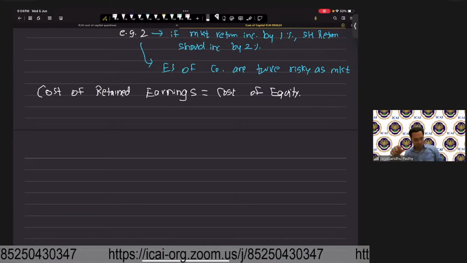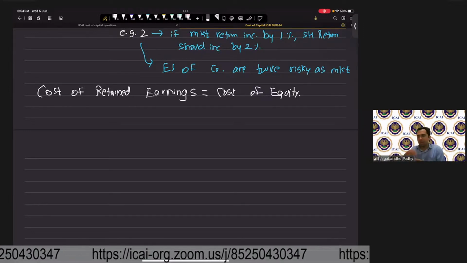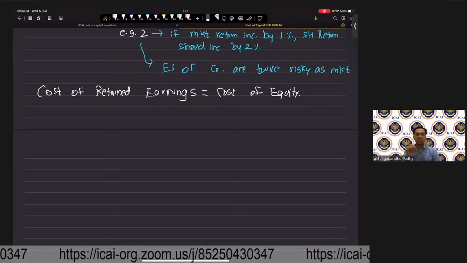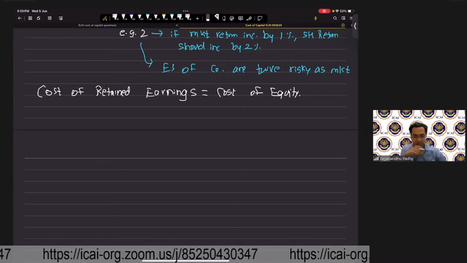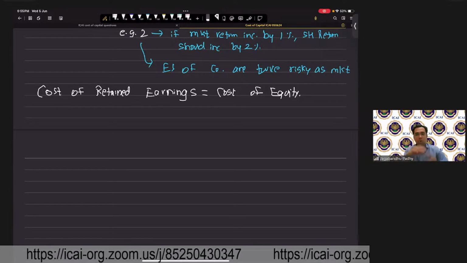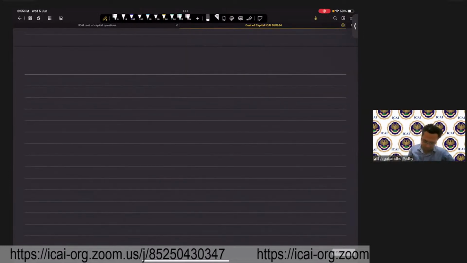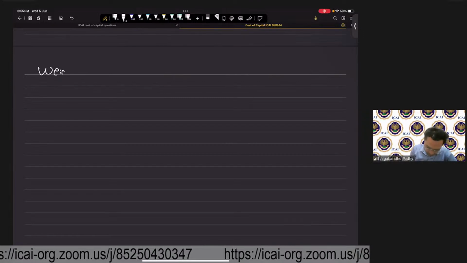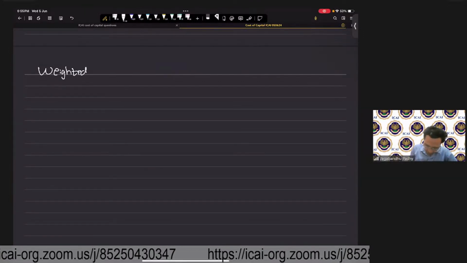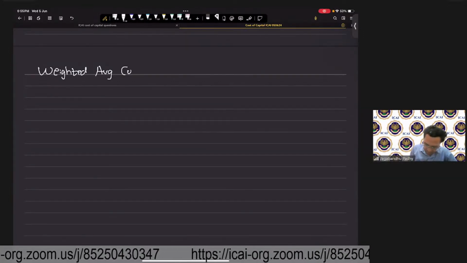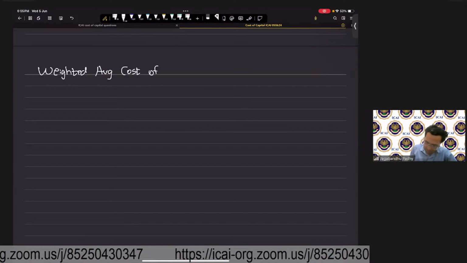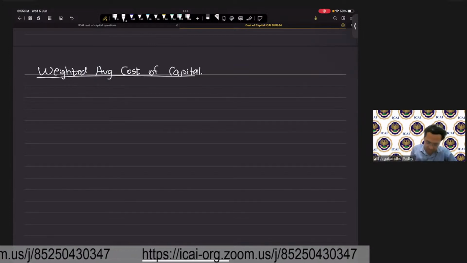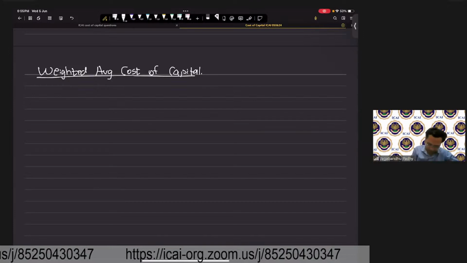I will be investing that pool of money into some project, so I want to know what return the project should be giving me. I cannot be just looking at one single type of cost of capital. I need to compute the overall cost of capital, or what we call the weighted average cost of capital. Now let's understand this with the help of an example.